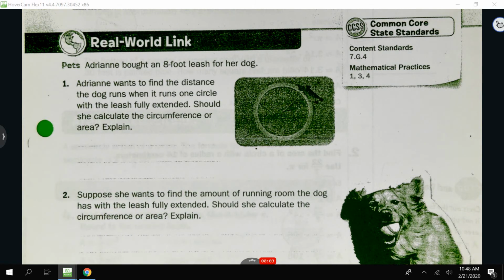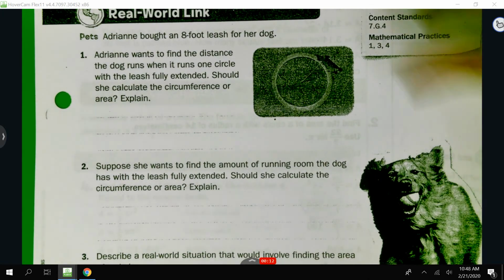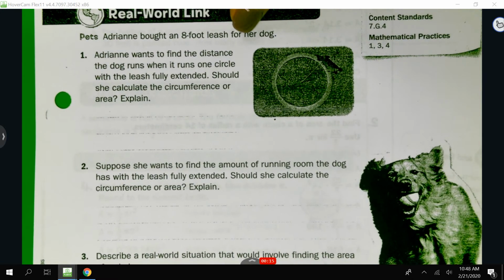Alright, so area of circles today. We are looking at this example of a dog and her leash. Aww. Adrienne bought an 8-foot leash for her dog.